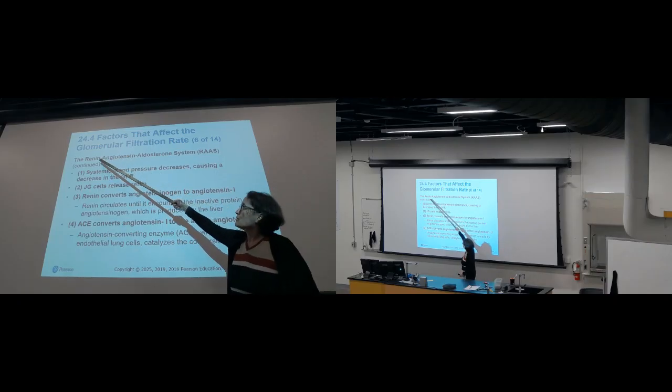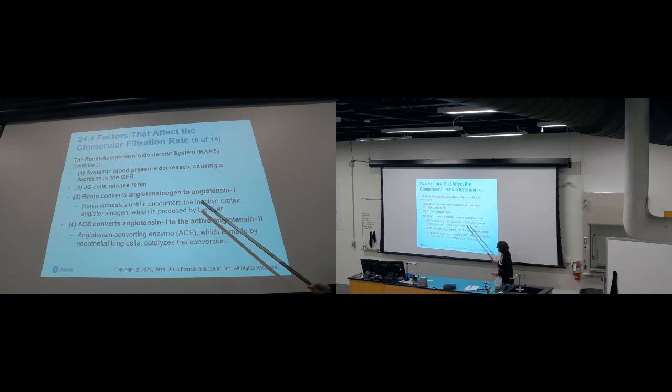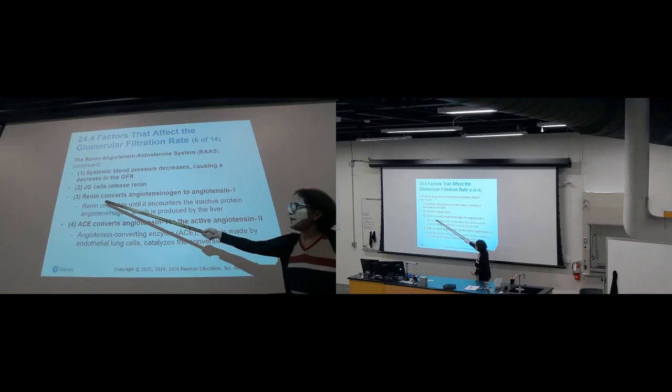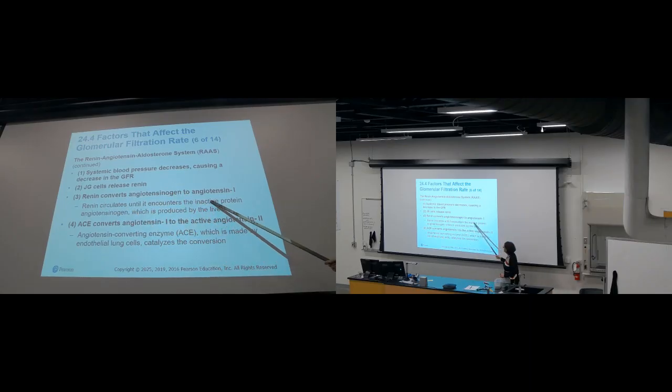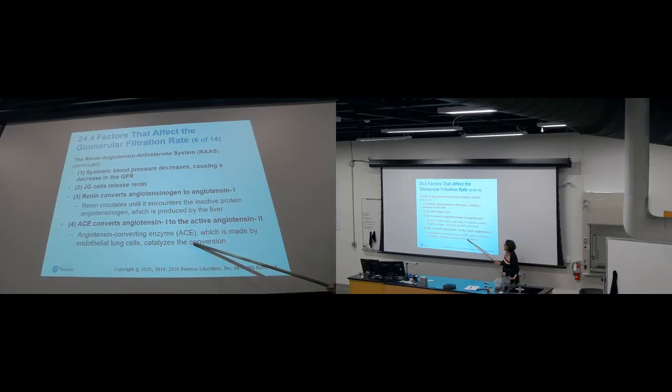Renin is going to activate a precursor of angiotensin 1, which is called angiotensinogen. We all have this long polypeptide in our blood called angiotensinogen. This enzyme is going to break it down to make angiotensin 1. And then angiotensin 1 is going to go into the lungs, and in the lungs we have this enzyme, angiotensin converting enzyme, that is going to convert angiotensin 1 into angiotensin 2.